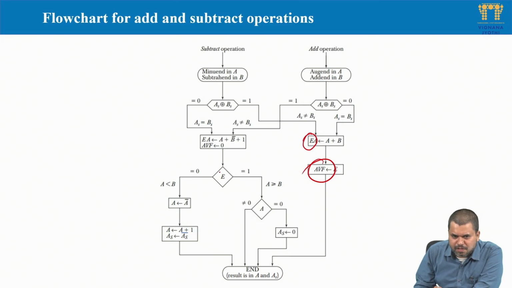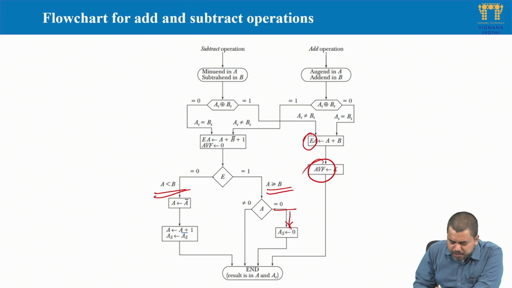Once we perform A minus B, based on the end carry I interpret whether A is greater than B or A is less than B. If A is greater than or equal to B, very good. I perform A minus B and the result is available in A. But again I need to check whether that result is 0 or not. If that result is 0, ensure that it is a positive 0 to avoid the negative 0.